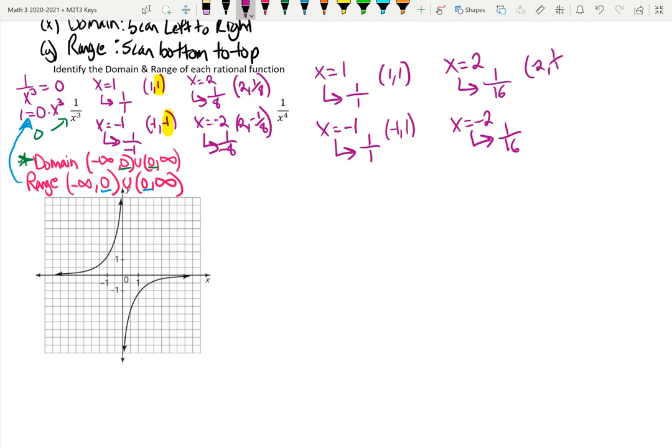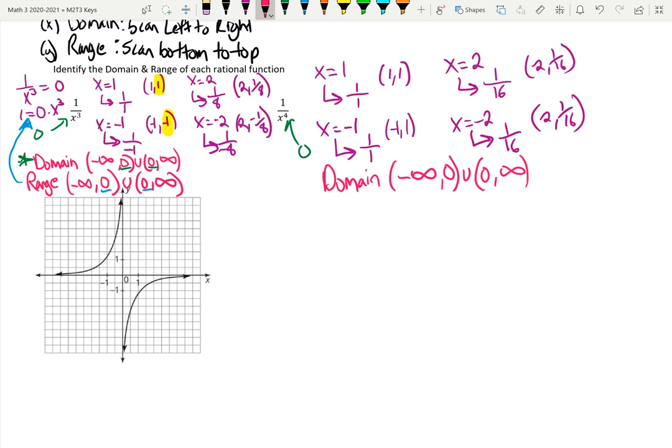So let's go ahead and summarize. My domain, 0 cannot work. If I plug in 0 here, 1 over 0 cannot happen. So the domain of this is going to be all of my negative inputs work. -1 works, -2 will work, -3 will work. It will go all the way to 0, skipping over 0, it will then go to all the positive numbers.